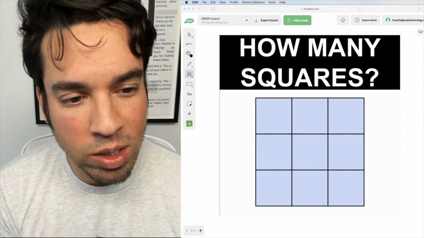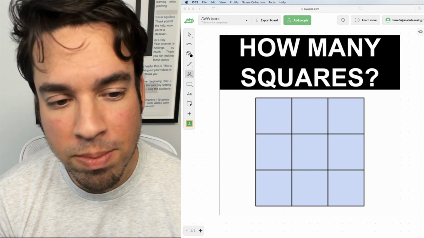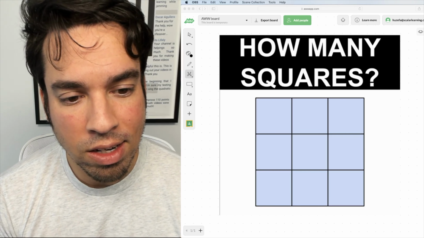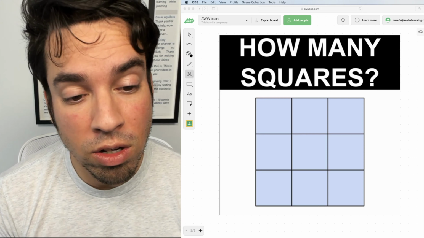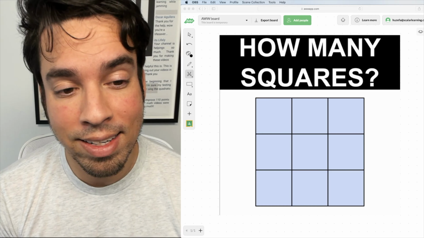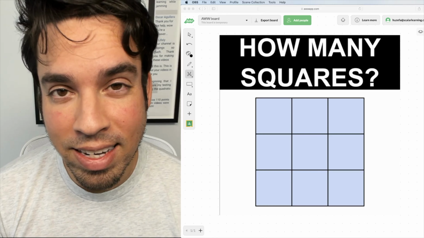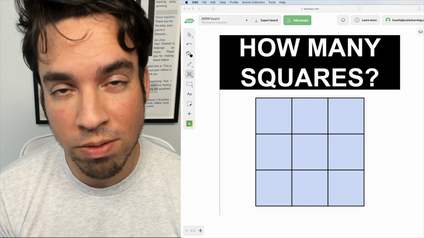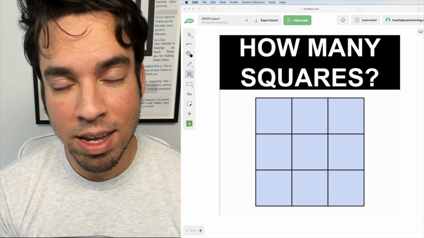This one is, again, a really fun spatial reasoning problem, and it involves a set of squares. So what you want to do is look at this diagram and figure out how many squares in total are in this picture. Go ahead and hit that pause button and see if you can figure it out. When you're ready, hit play, and I'll give you the explanation.